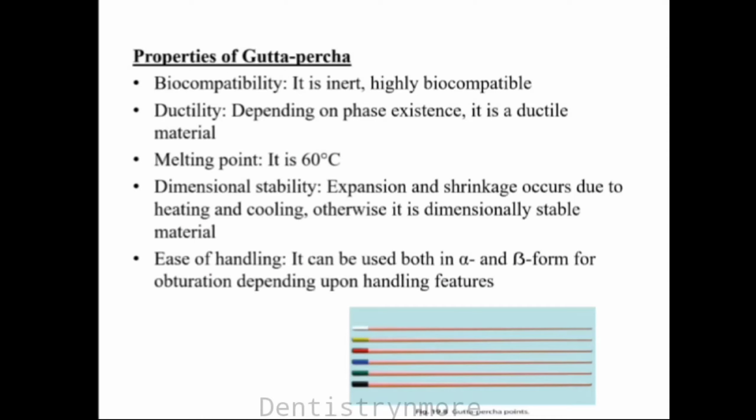Next one is the properties of Gutta-percha. The major properties include biocompatibility, ductility, melting point, which is about 60 degrees Celsius, dimensional stability, that is expansion and shrinkage occurs due to heating and cooling, and ease of handling. It can be used in both alpha and beta forms for obturation depending upon the handling features. So this is the figure showing the Gutta-percha points.